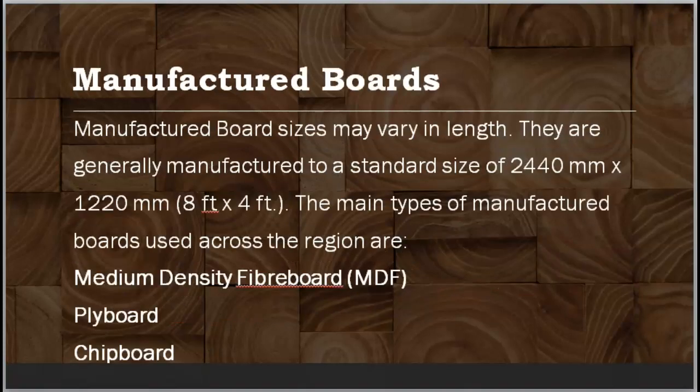Now, the sizes of manufactured boards may vary in length, but what is typical is that they are generally manufactured to a standard size of 2,440 mm by 1,220 mm, which is equivalent to 8 feet by 4 feet. The main types of manufactured boards used across the region are medium density fiberboard, plywood or plyboard, and chipboard.